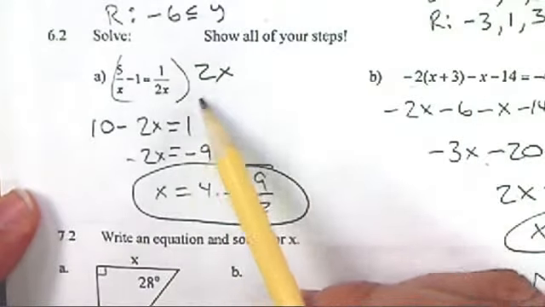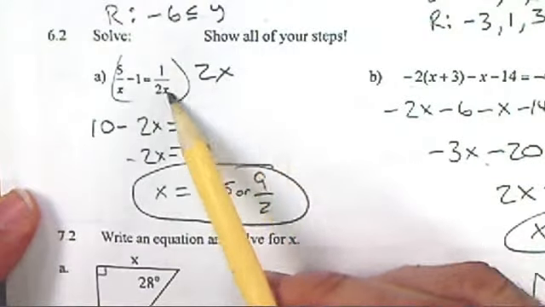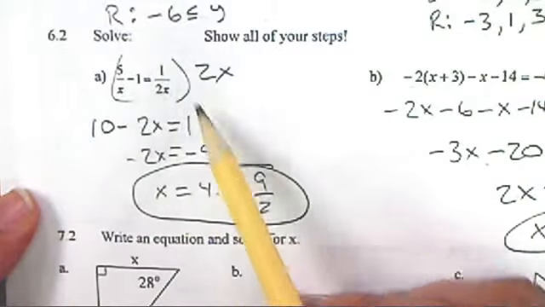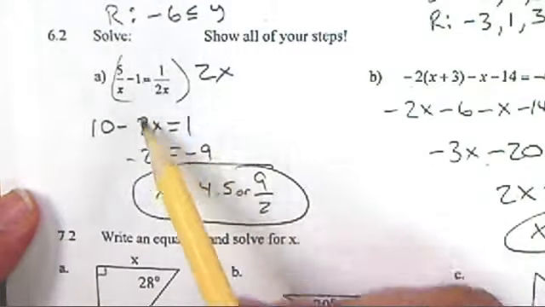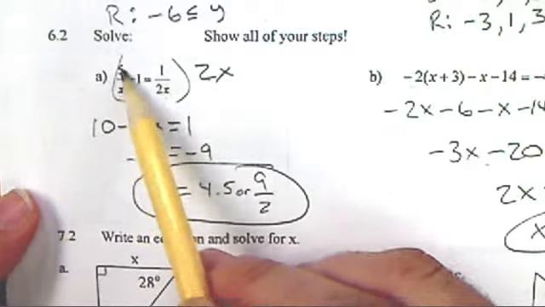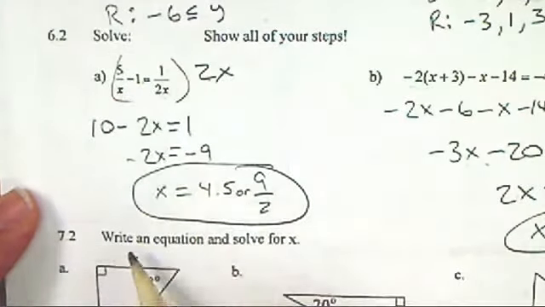Multiply by the common denominator eliminates all the fractions. 2x times 1 divided by 2x, 1. 2x times 1, 2x. 2x times 5 is 10x, divided by x is just 10. And you just solve.